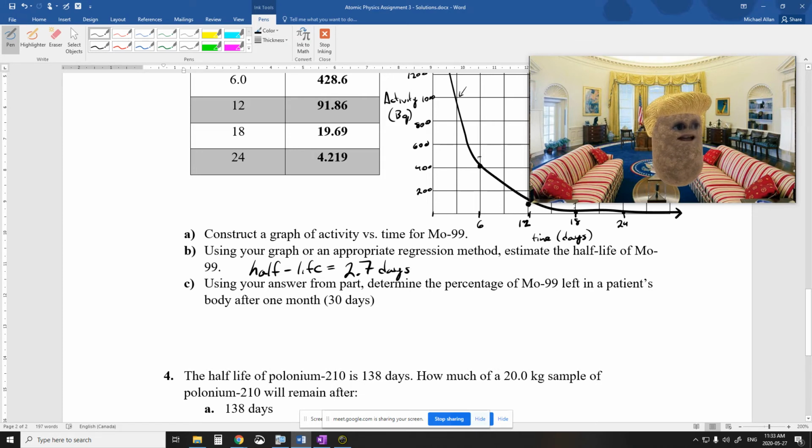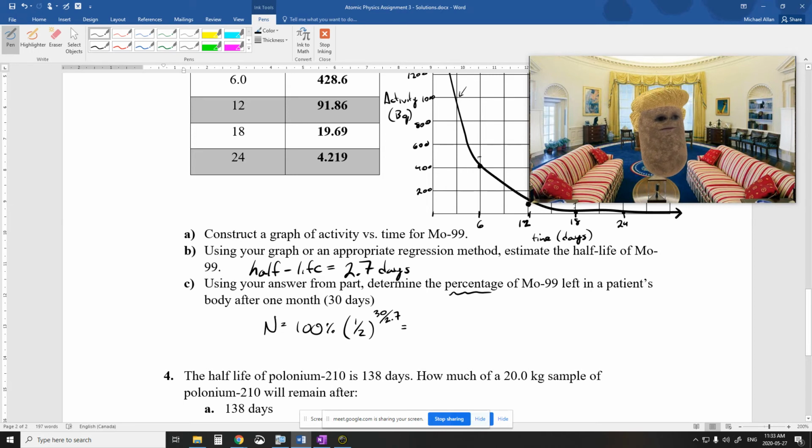Okay. Using your answer for part 1, determine the percentage left in the person's body after 1 month. 1 month is 30 days. So you can go back to the graph and find that, or I can use the equation to do this. It says using your answer from this part, so I'm going to do that. Percentage-wise, I'm going to say I start off with 100%. I'm not going to put the 2,000 in there, because I'm talking about percentage here. And I'm going to put in 30 days and 2.7.